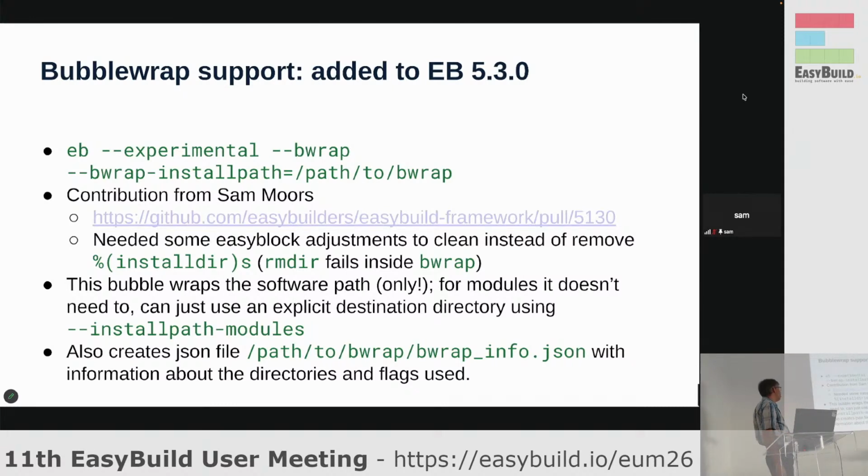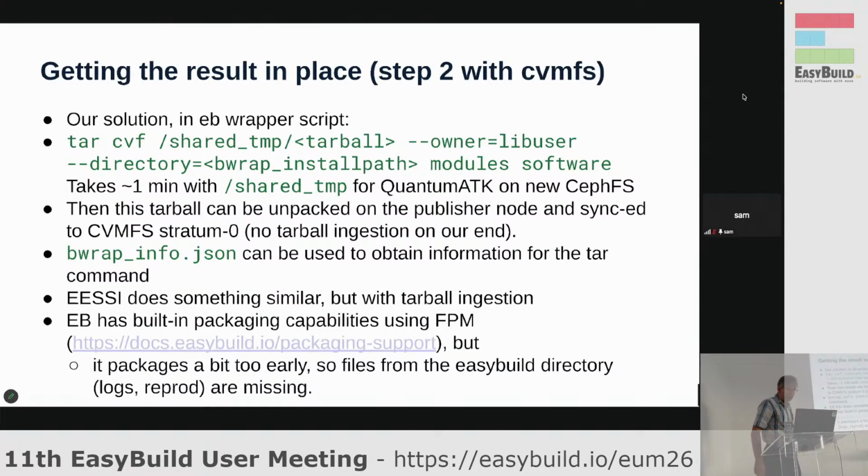And so that's only needed for the software. For the modules, we don't really need to bubble wrap. We can just put a separate location. And also he puts in a JSON file with some information. Oh, I need to wrap this up very soon.